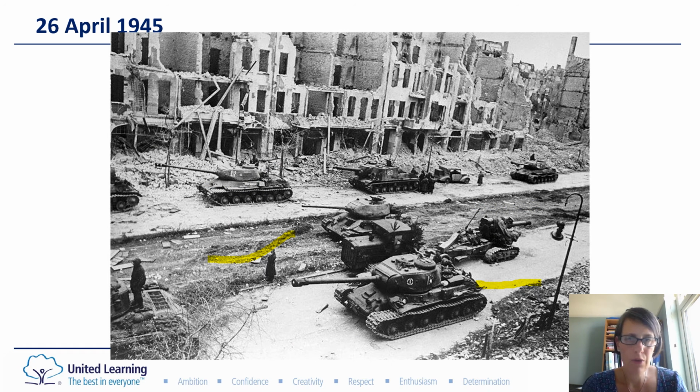And then I wanted to show you this final picture showing the tanks and some of the ruins of Berlin. So this is the Soviet army coming in, and you can see the state that Berlin is in as a result of this bombardment.